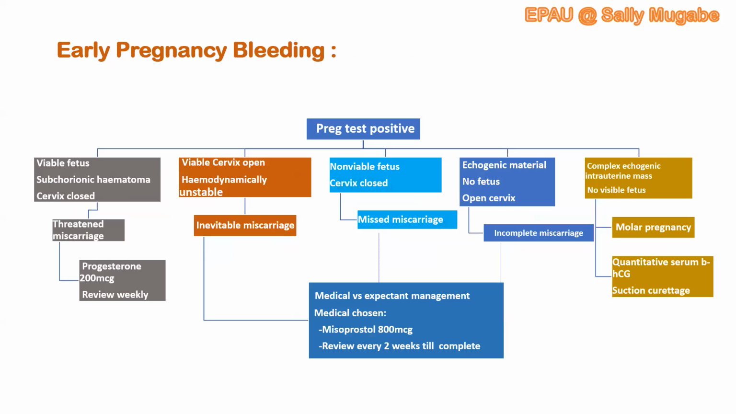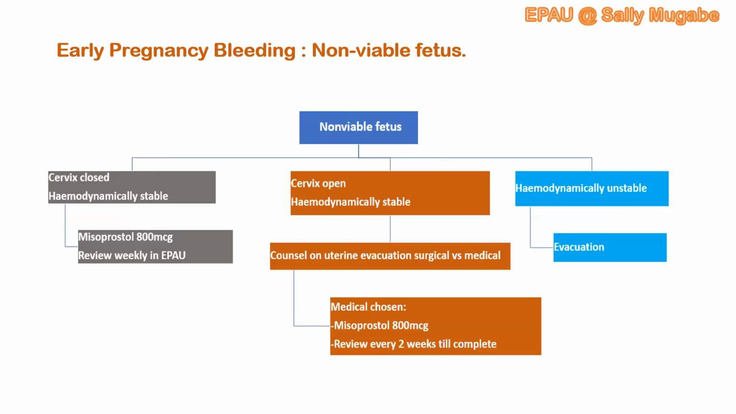Non-viable fetus scenario. So let's assume that the fetus is not viable. If the cervix is closed and the patient is hemodynamically stable, these patients can be given misoprostol 800 micrograms, both to evacuate and also to prepare the cervix for a possible evacuation if we don't succeed with the misoprostol. But we can safely review these patients weekly, depending on the gestation, of course.